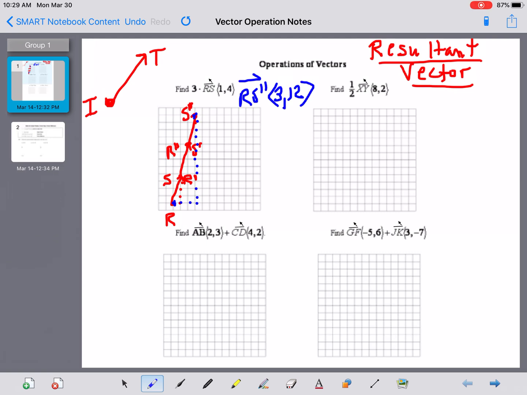It says 1/2 of vector XY, which is ⟨8, 2⟩. So let's start with our original, which is ⟨8, 2⟩. Again, just find a point to start with. That'll be my X. ⟨8, 2⟩ says go to the right 8: 2, 3, 4, 5, 6, 7, 8, and up 2. So this is my initial, or my original. My initial point is X. My terminal point is Y.